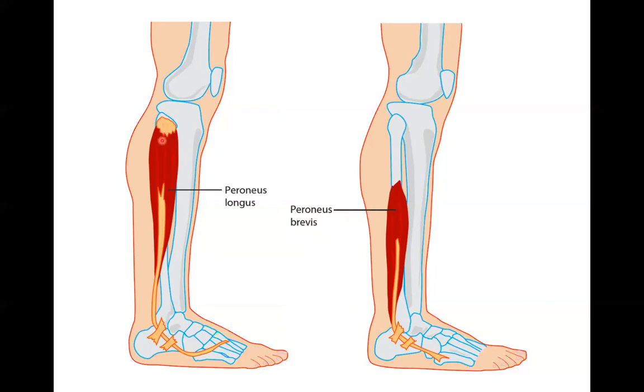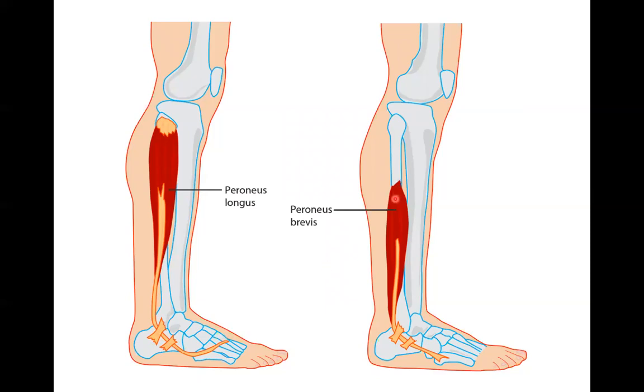And fibularis longus extends down, and its tendon wraps around the lateral malleolus, that bump on the outside of the ankle, and its tendon wraps under the foot to insert at the first metatarsal. And that means that it can not only participate in plantar flexion, but in eversion of the foot, turning the sole of the foot outward.